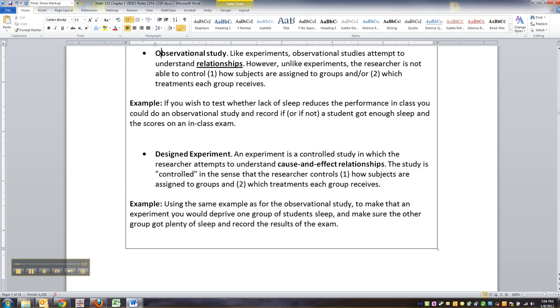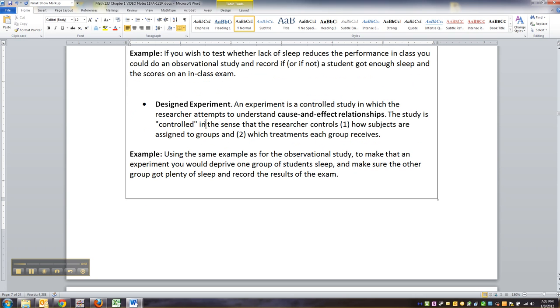Now let's be clear. Observational studies observe what's happening, but you don't get to determine what people did. For example, people slept or didn't sleep, but you didn't dictate how much they got to sleep. Their in-class exam scores changed, possibly because they didn't sleep, but possibly due to other things, like maybe they didn't study, maybe they partied all night long. An experiment means that you get to decide.